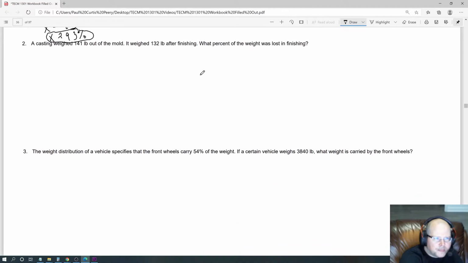Let's try the next one. A casting weighed 141 pounds out of the mold. It weighed 132 pounds after finishing. What percent of the weight was lost in finishing?